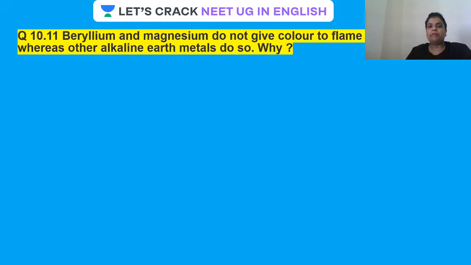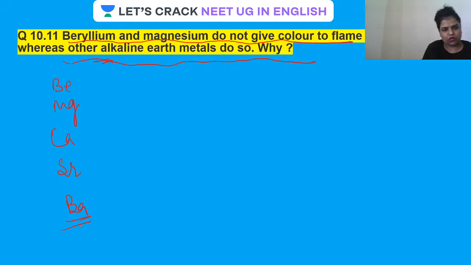Now look at the next question, guys. Beryllium and magnesium do not give color to flame, whereas other alkaline earth metals do so. First of all, let us see all the alkaline earth metals: beryllium, magnesium, calcium, strontium, barium. I told you we don't talk about radium as it is a radioactive element whenever we talk about alkaline earth metals. Similarly, we don't talk about hydrogen when we talk about alkali metals, or francium, because that is radioactive with half-life 21 minutes. I told you in the beginning, remember? Come on, look at the screen, guys. You know that ionization energy is directly proportional to Z effective, and inversely proportional to atomic size.